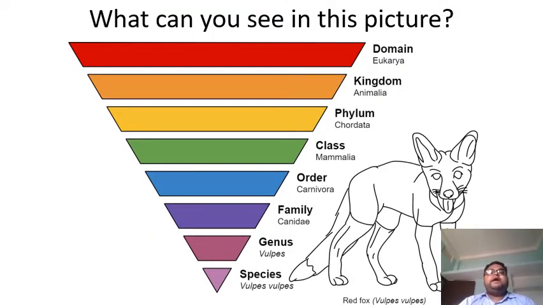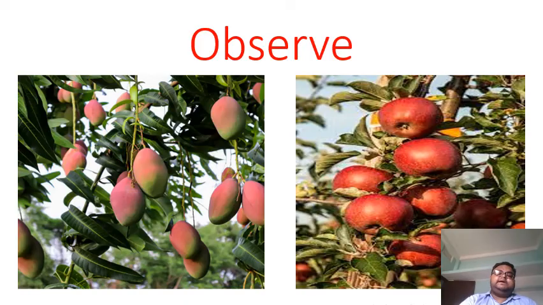Students, what can you see in this picture? There is a triangle, right? There are different things written here: domain, kingdom, phylum, class, order, family, genus, species. And there is a picture of a cat also shown here. Now we will see the hierarchy of the classification. Let's see here. Students, just observe these two pictures very carefully.